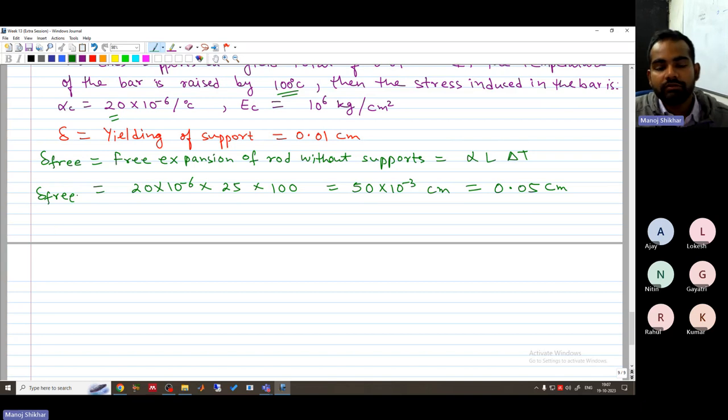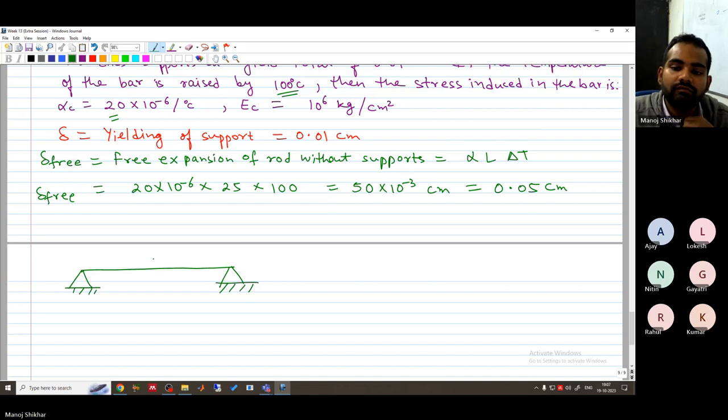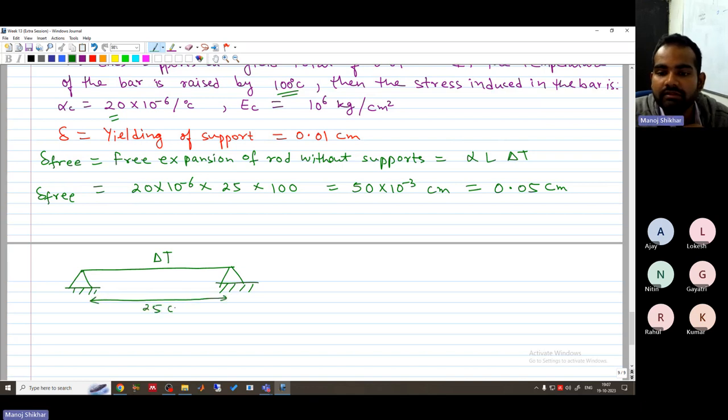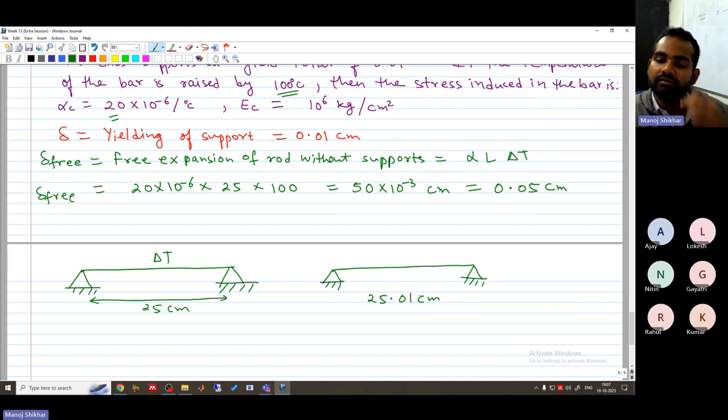So now here the total actual, so for example, what happened? Suppose this was our support, okay? So the physics which is happening is, let us assume this was our support and this is our rod, this is our bar. We did delta T. These supports moved by 0.01 mm. So suppose if here it is 25 centimeter, now the distance between them is 25.01 centimeter.